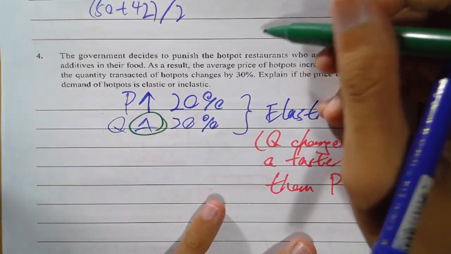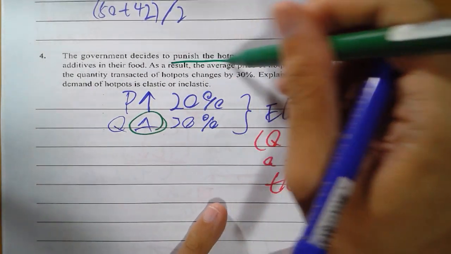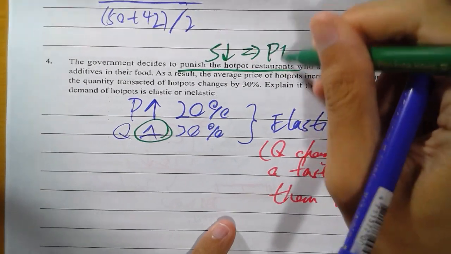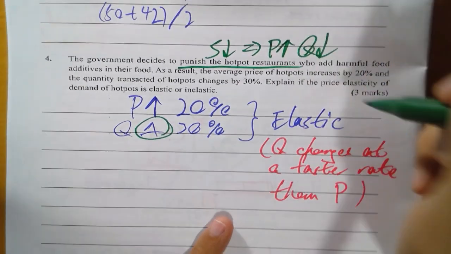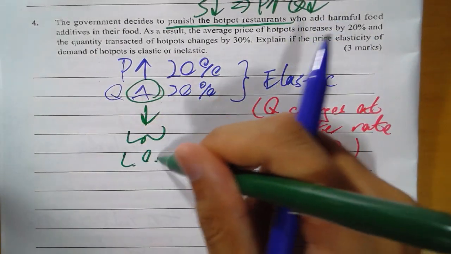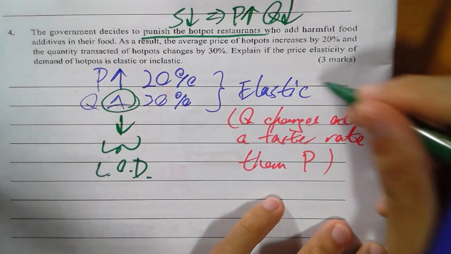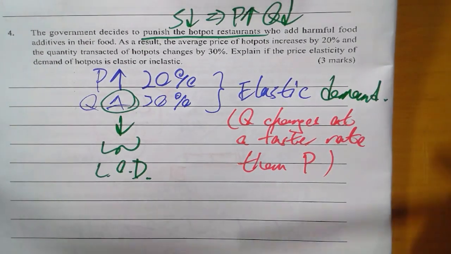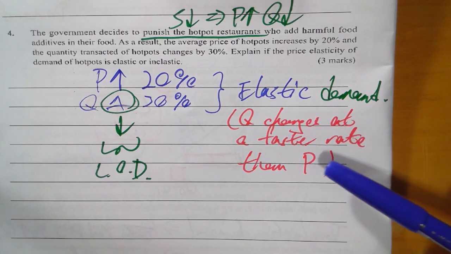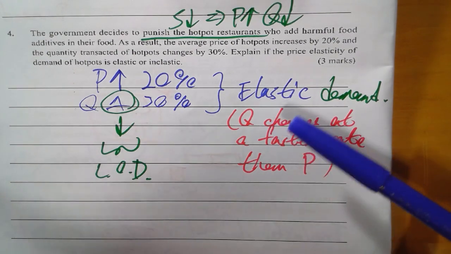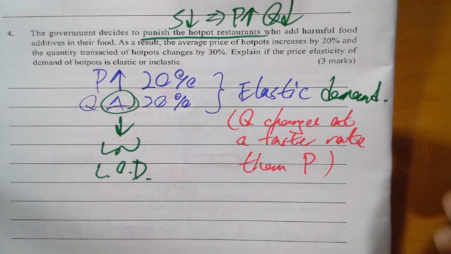So you need to go back to the first sentence. Punish them, meaning supply would decrease, leading to increase in price and decrease in Q. So it follows the law of demand. We know that this is elastic demand because Q is changing at a faster rate than P. 得唔得? So this one, a very simple question. I'm not going to waste your time here. Next one.